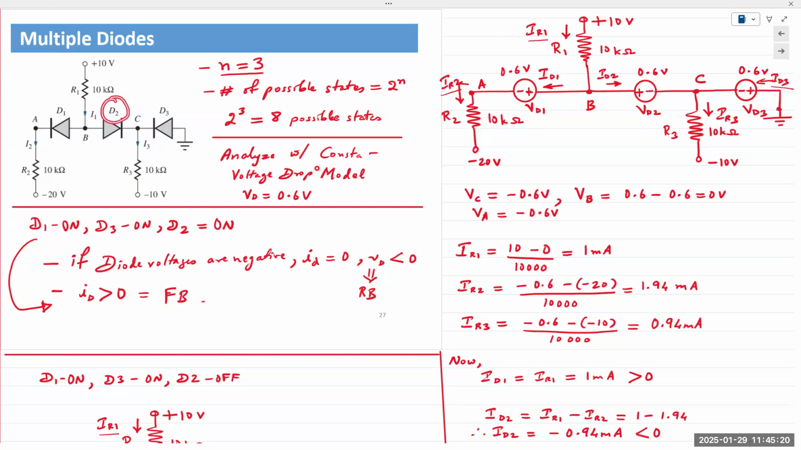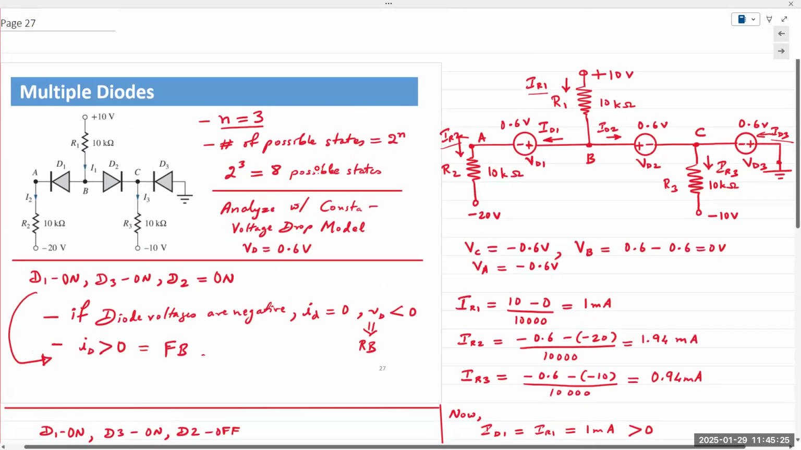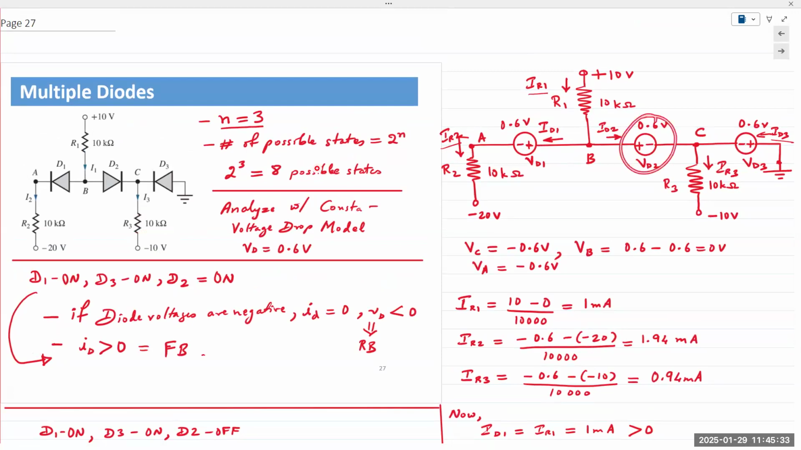Same thing with D2. D2's anode is connected to plus 10, cathode is connected to minus 10. So again, logically, I would think that D2 is also on. So I make that assumption. And then D3, anode is connected to ground, which is 0 volts, right? And cathode is connected to minus 10. So again, logically thinking, I would say D3 is also on. So my first assumption, my first analysis, I would choose all 3 of the diodes to be on.